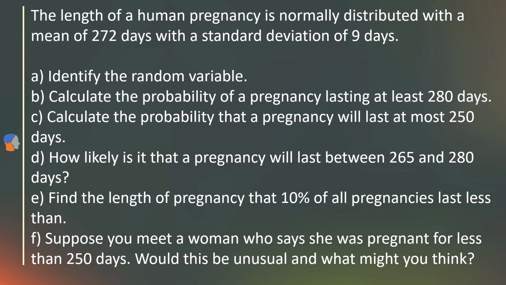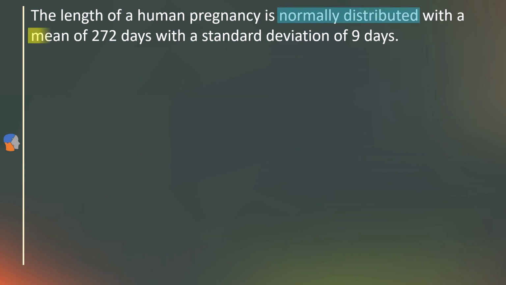Let me explain this example. The length of a human pregnancy is normally distributed with a mean of 272 days with a standard deviation of 9 days. First, let me check the given information. Normally distributed, mean 272, standard deviation 9.